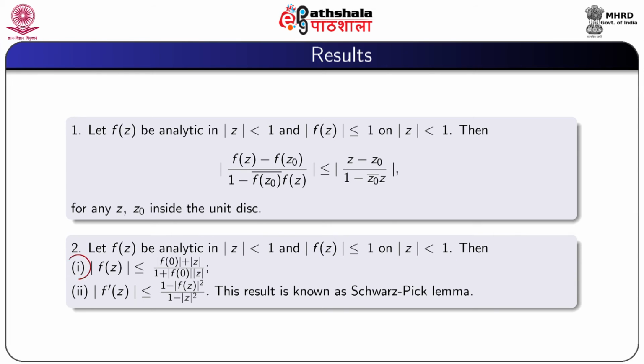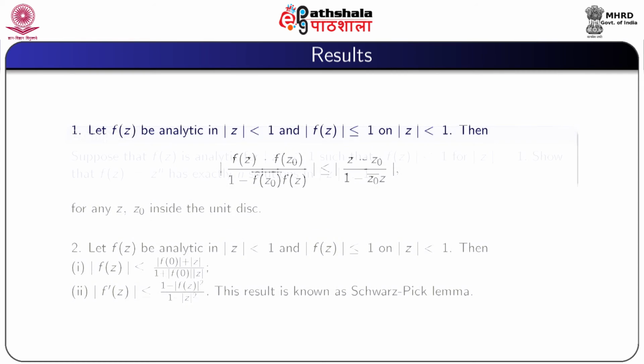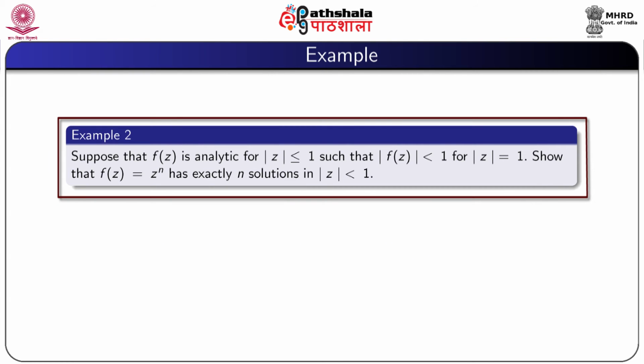Then number 1, |f(z)| ≤ (|f(0)| + |z|) / (1 + |f(0)| |z|), and number 2, |f'(z)| ≤ (1 - |f(z)|^2) / (1 - |z|^2). So, we consider an example.